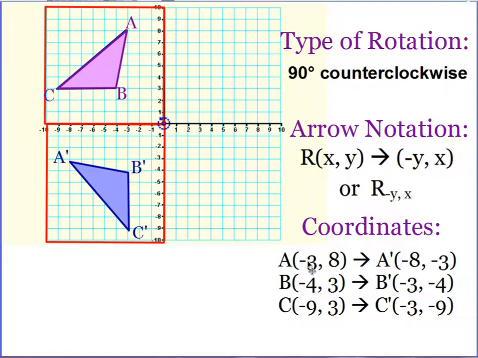This time with our rotation, they switched order again. -3, 8 became -8, -3. The x value did not change sign, but the y value did. So now all points x, y are going to become the y value first with a sign change and the x value second in our image points. And again, that's going to happen with any 90-degree counterclockwise rotation, regardless of where you start from.